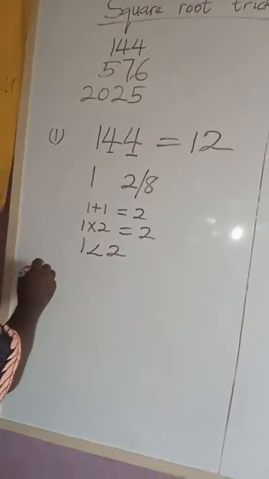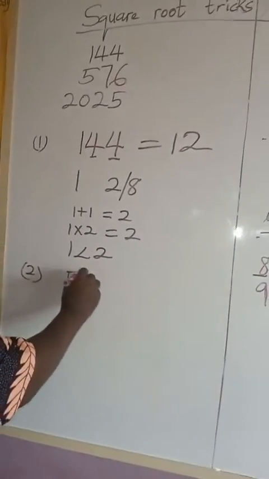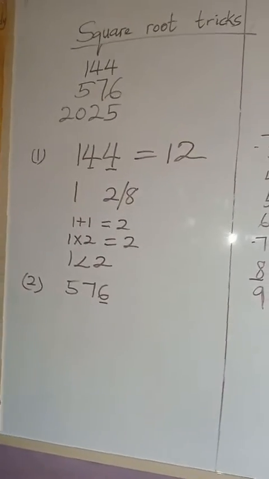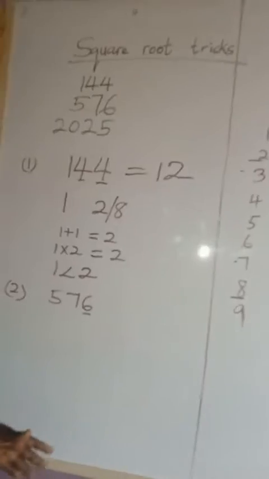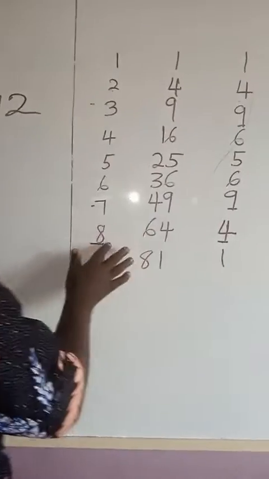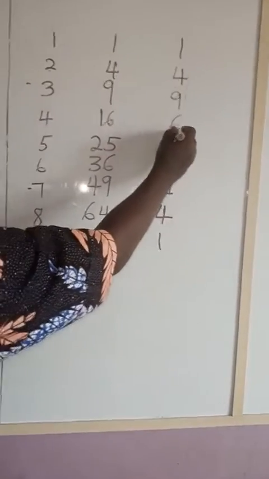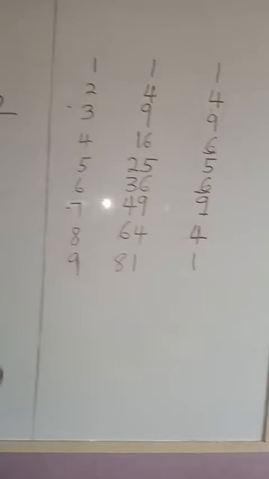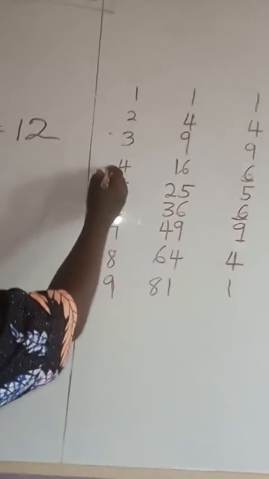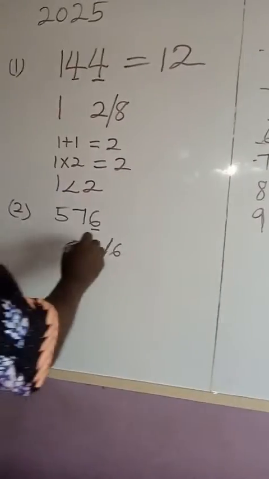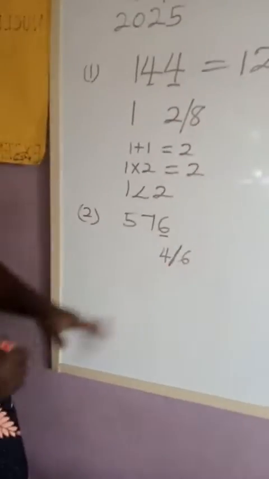Now number 2, 576. Again, we want to begin with number 6 here. So what are the numbers whose square end in 6? Now, where can we find 6 here? So this is 6 and this is 6. So what are those numbers whose square end in 6? We have 4 and 6. So we want to slash the two, 4 slash 6. Don't forget, we want to pick out of the two.